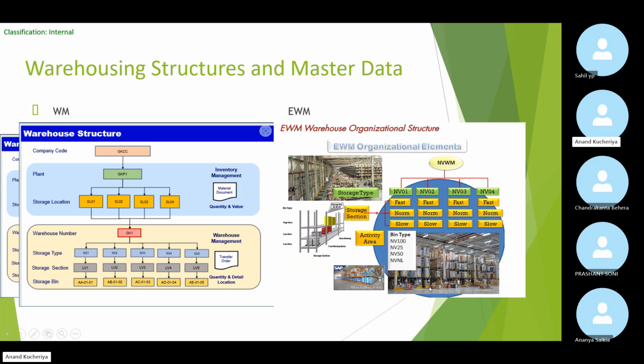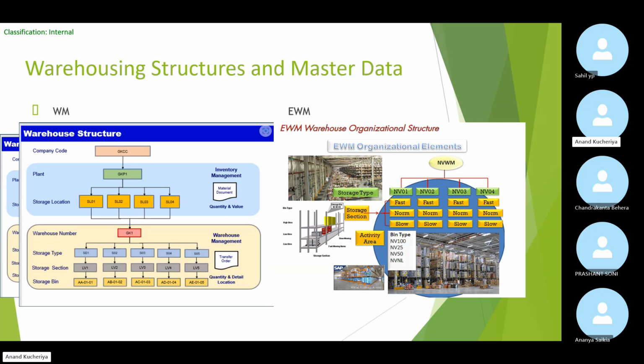And then comes the activity area. Basically, what is meant by activity area? Activity area is the area where we are performing the different activities. What are the activities we are performing in the warehouse? We will be either doing the put away or picking of the material. Along with that, we are doing the internal material movements or physical inventory.